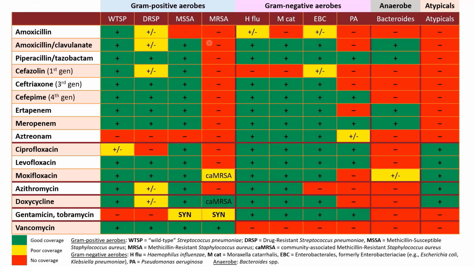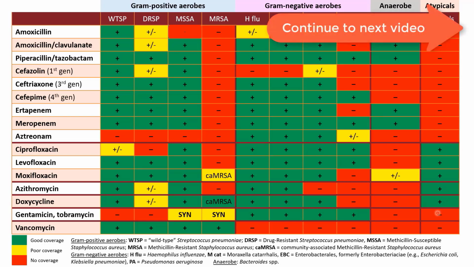For Staphylococcus aureus, of course, we need to distinguish between MSSA and MRSA, so it's important to know which one we need to cover because you can see many beta-lactams cover MSSA but not MRSA. And then for gram-negatives, H-flu and Moraxella catarrhalis are two common ones, so it's important to see which ones cover these. And then we have Pseudomonas as well as atypical cover, so you can see which antibiotics cover atypicals, in particular fluoroquinolones as well as tetracyclines and macrolides have excellent activity against atypical bacteria.